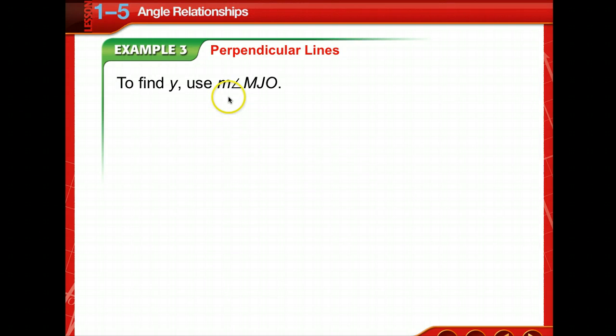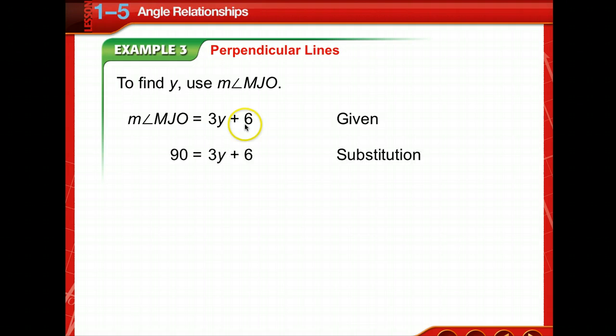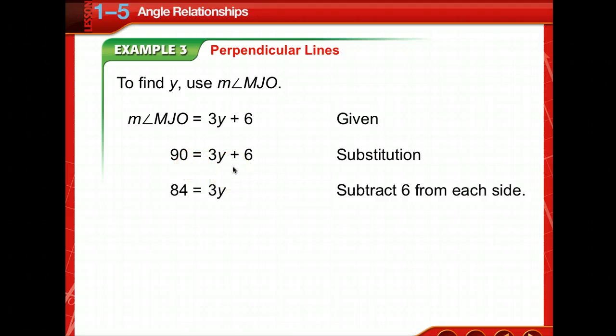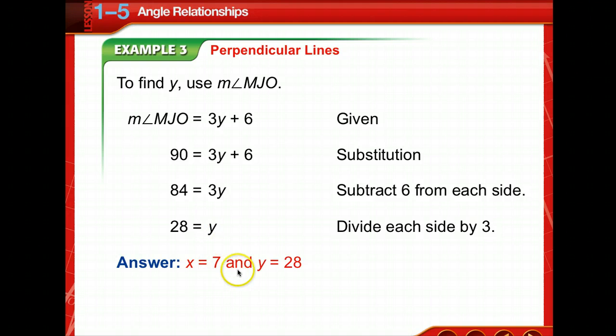Now we're going to find y, and we're going to use the measurement of angle MJO, which we were told in the diagram is equal to 3y plus 6. And we know that angle's 90 degrees because we're calculating it if it were perpendicular. So if it were perpendicular, it'd have to be equal to 90. We're going to subtract 6 from both sides, divide both sides by 3. So x is equal to 7 and y is equal to 28.